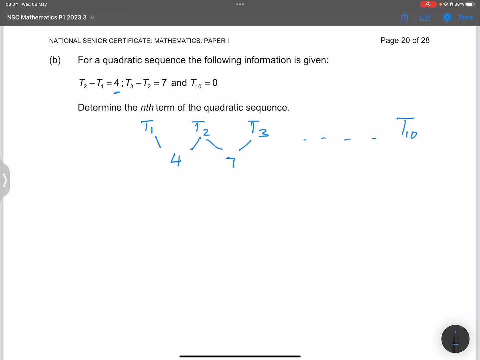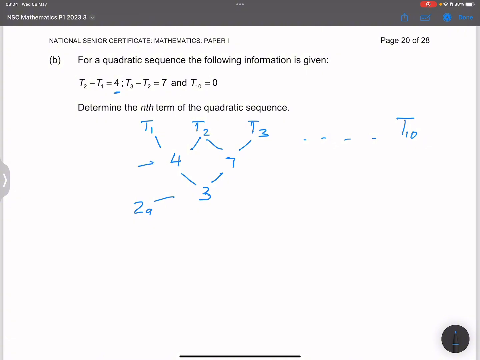Now note in this case we've got our first difference. We can also find the second difference. Remember, that is a constant common difference. 7 minus 4 gives us 3. So that means that 2a will be equal to 3.